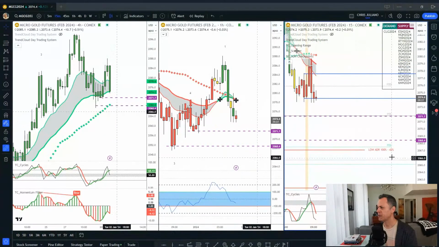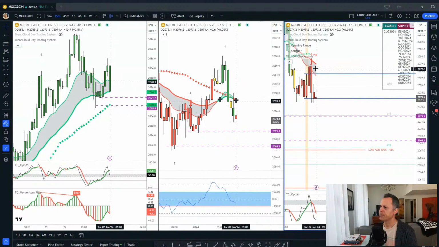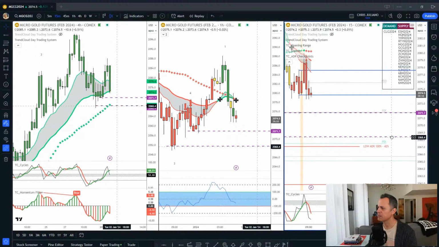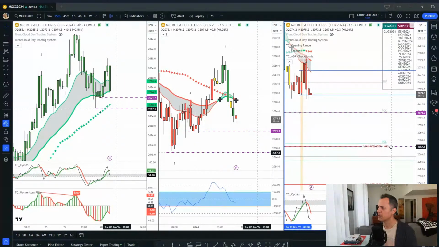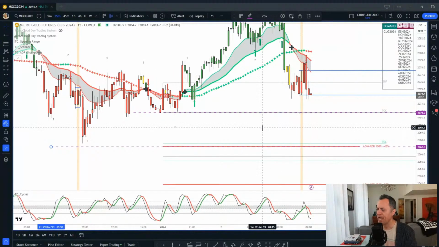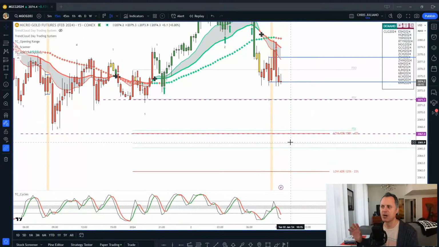And there you go. Okay, and the average daily range is lining up with the previous day's low right here. See that? You'll have these levels that kind of consolidate together, and it's really beautiful. This is called ratio confluence. So you can actually see ratio confluence on your chart when you have the TrendCloud system up there.